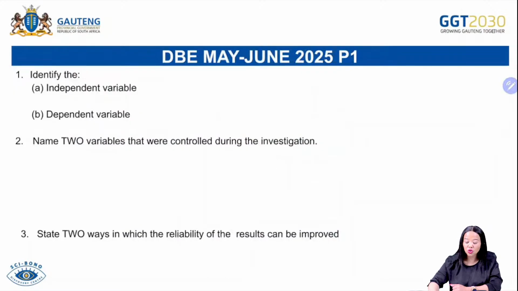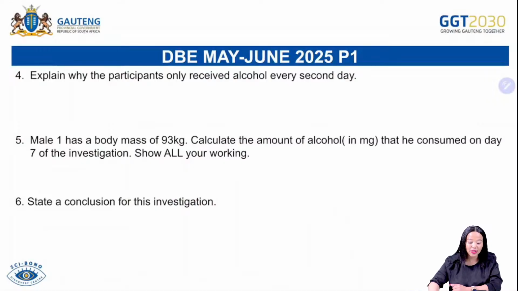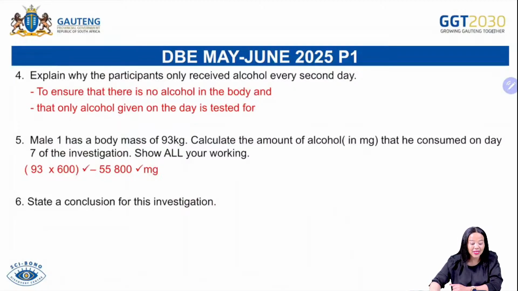So how to calculate the amount of alcohol given? You need to multiply the body mass of male 1 with the alcohol dose on that day. So that will be 93 kg multiplied by 600. Then the answer will be 55,800 milligram. So 55,800 milligram is the amount of alcohol consumed.